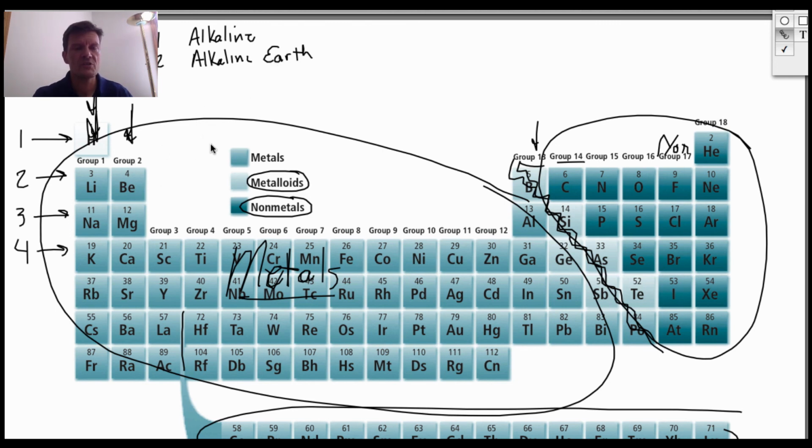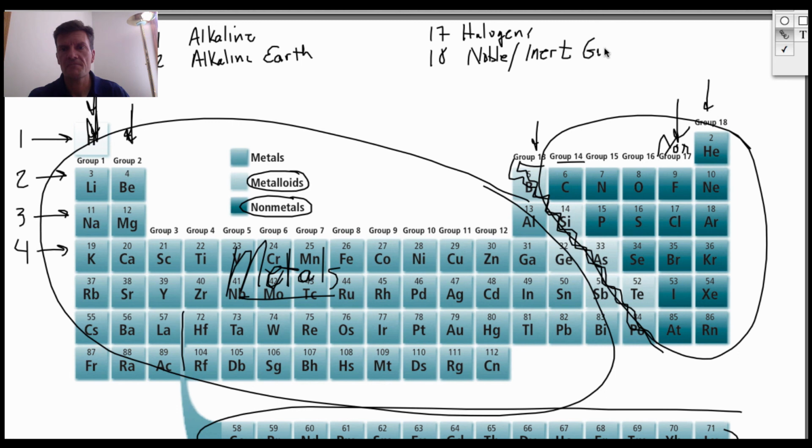So group 1 and 2, you should know the names of those. Over here, we have group 17. Those are the halogens. Make sure this is in your notes. And group 18 are the noble gases or inert gases. Those are a few groups that are very common, and so I might refer to those instead of just saying the group name.